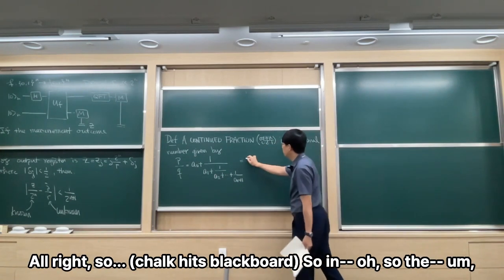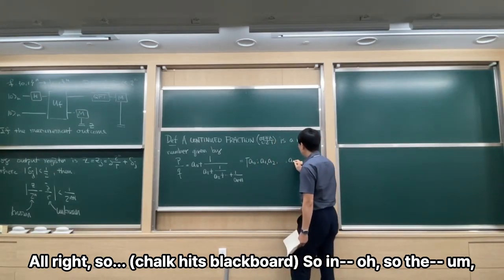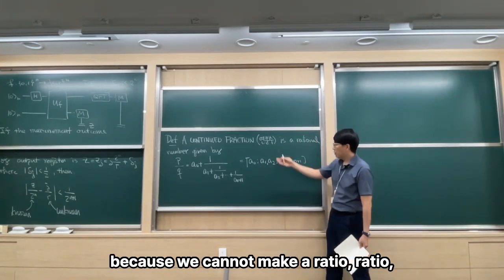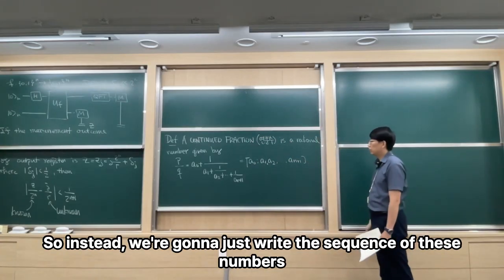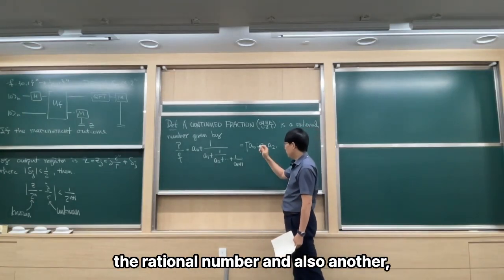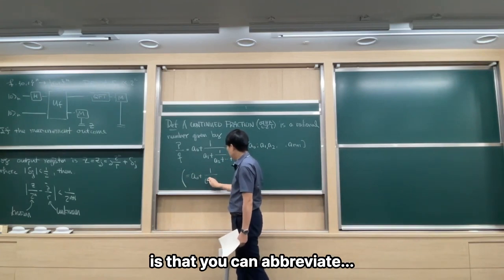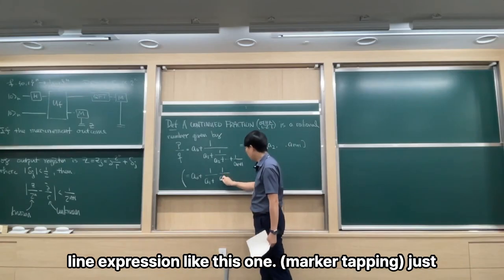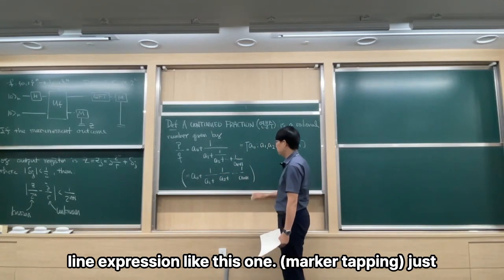All right. So this is a common way of writing the continued fraction, because we cannot make a ratio, since it's going to take a lot of space. So instead, we're just going to write the sequence of these numbers to indicate that's the rational number. And another common way of writing this continued fraction is that you can abbreviate these fractions into a single line expression, like this one. So just a notation, okay?